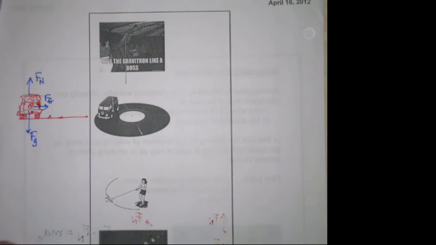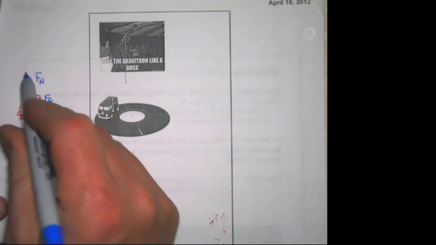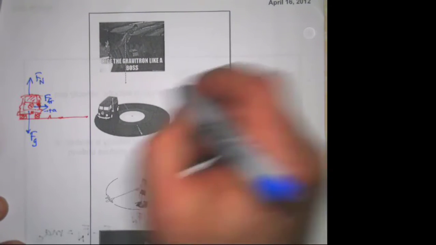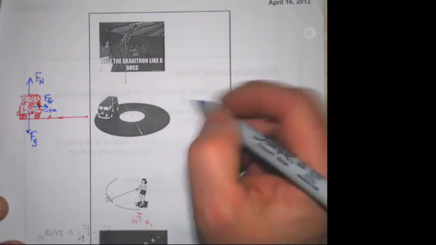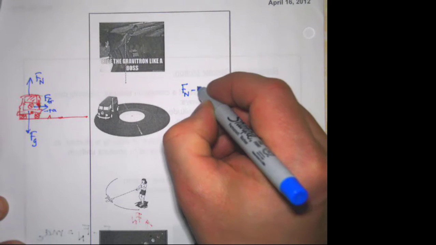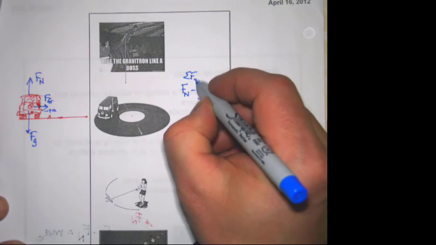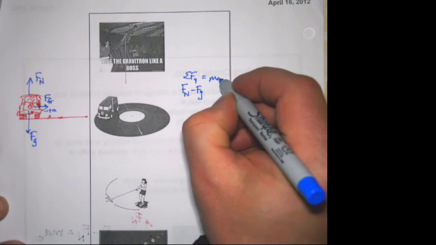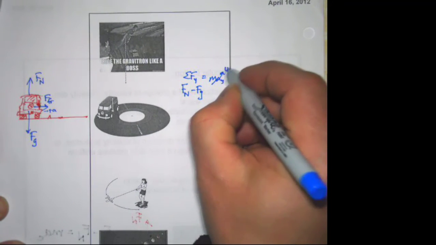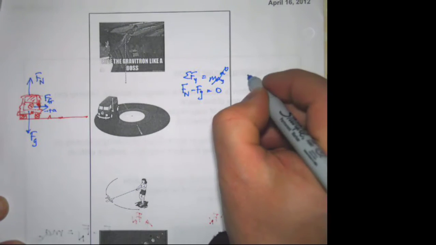And from here we can see we have direction of acceleration towards the center. There's no acceleration up and down. We end up getting two equations for this problem. An equation for each dimension. Fn minus Fg, that is the sum of the forces in the y, is going to equal mass times acceleration in the y. There's no acceleration up and down, so that equals 0. That's one equation.